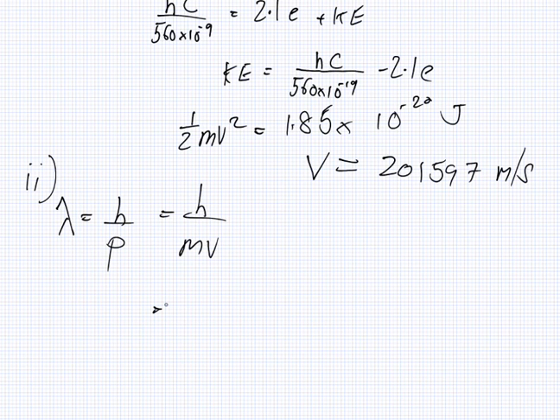And h again? Okay, mass of electron is 3. Yeah. And the velocity I have previously, 201597. I got 3.61 nanometers. Yeah. Okay. The next part.